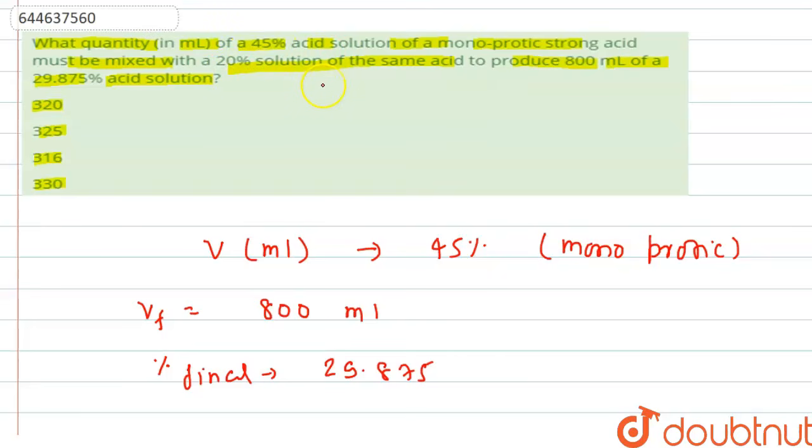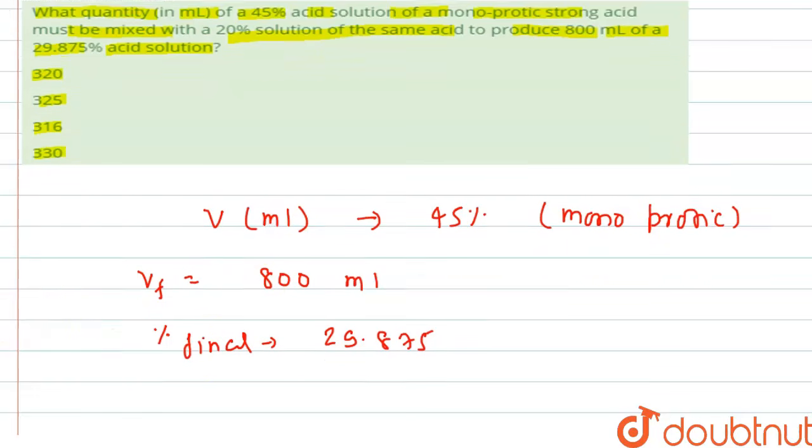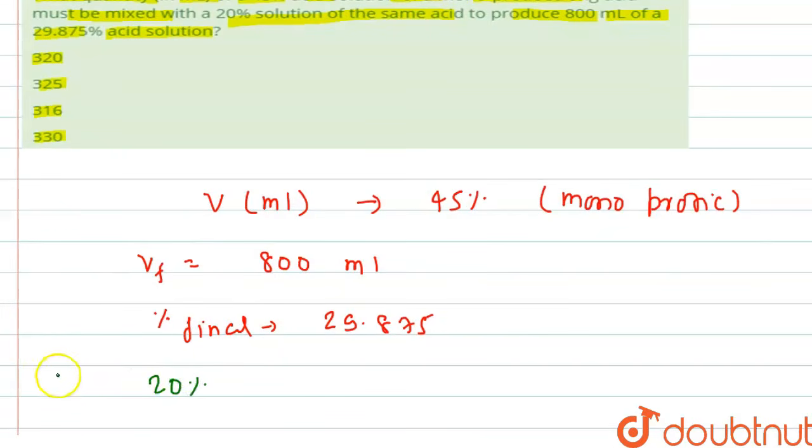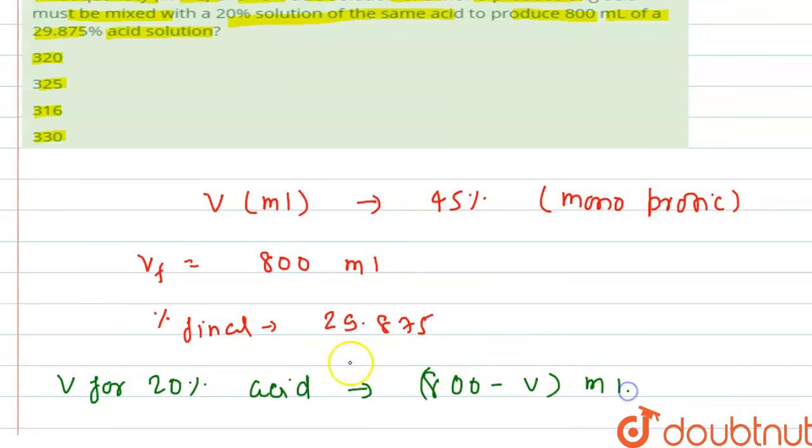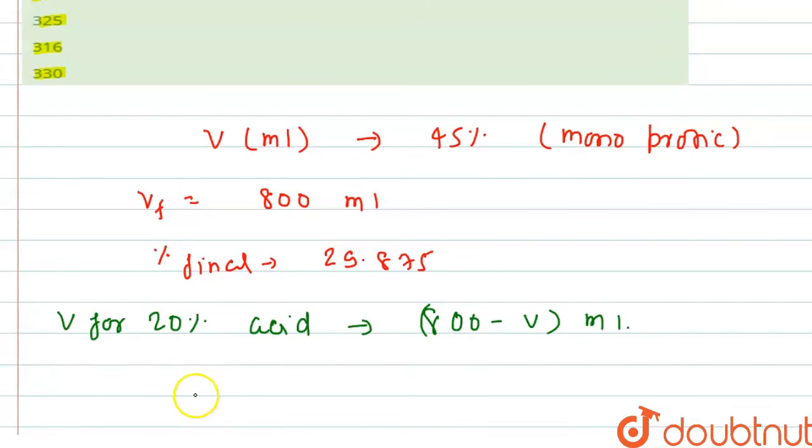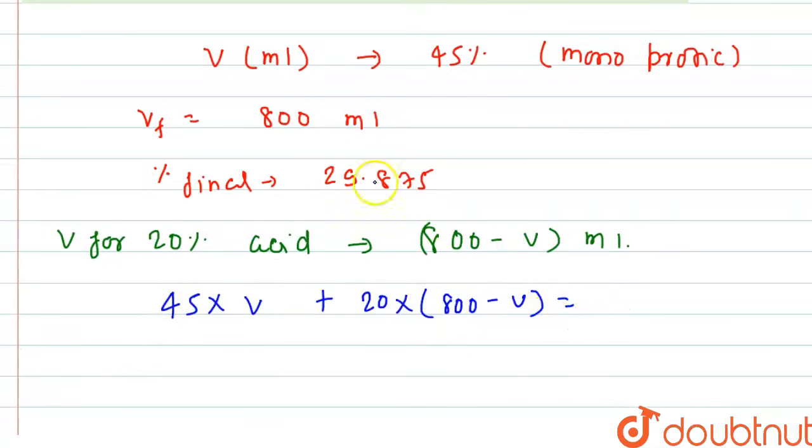Now if we write the concentration formula, the volume for the 20% acid should be, because we have V milliliters for 45%, therefore 800 minus V milliliters. Now if we use the concentration formula directly, for 45% we write 45 into V, plus 20% for the same acid, so 20 into 800 minus V, and that must equal the final volume and final percentage.